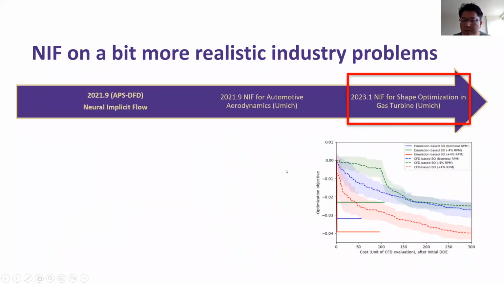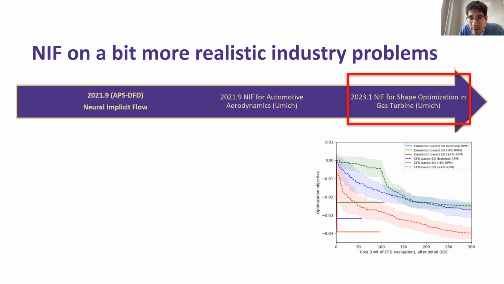Okay, and I think this is a plot. So the task is to perform shape optimization, and as you can see, in the emulation-based design optimization, we use NIF as a surrogate model to perform Bayesian optimization. The cost of surrogate-based optimization is really fast compared to using a CFD solver coupled with Bayesian optimization to perform the shape optimization.